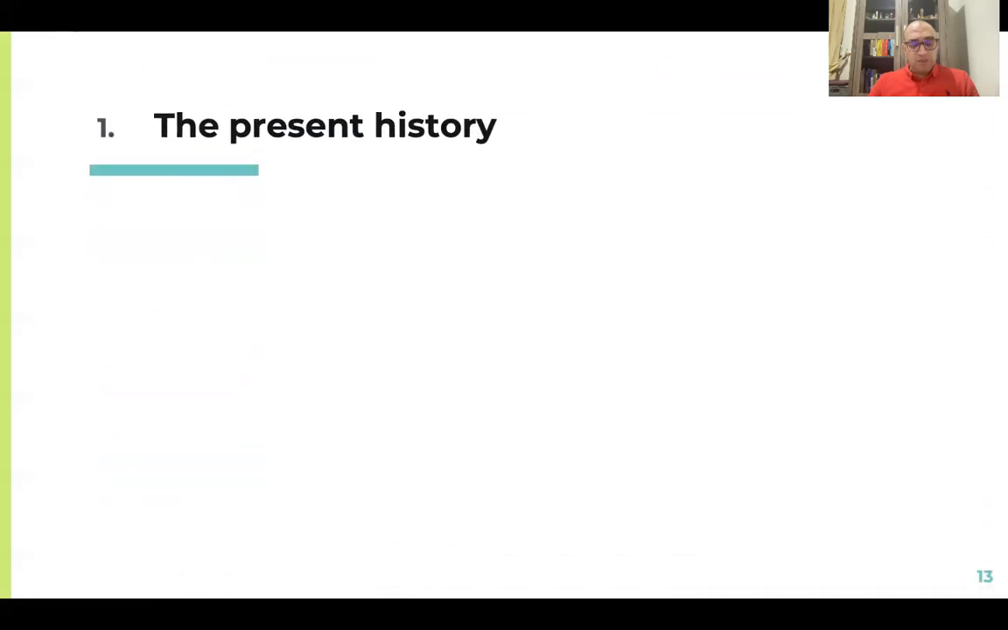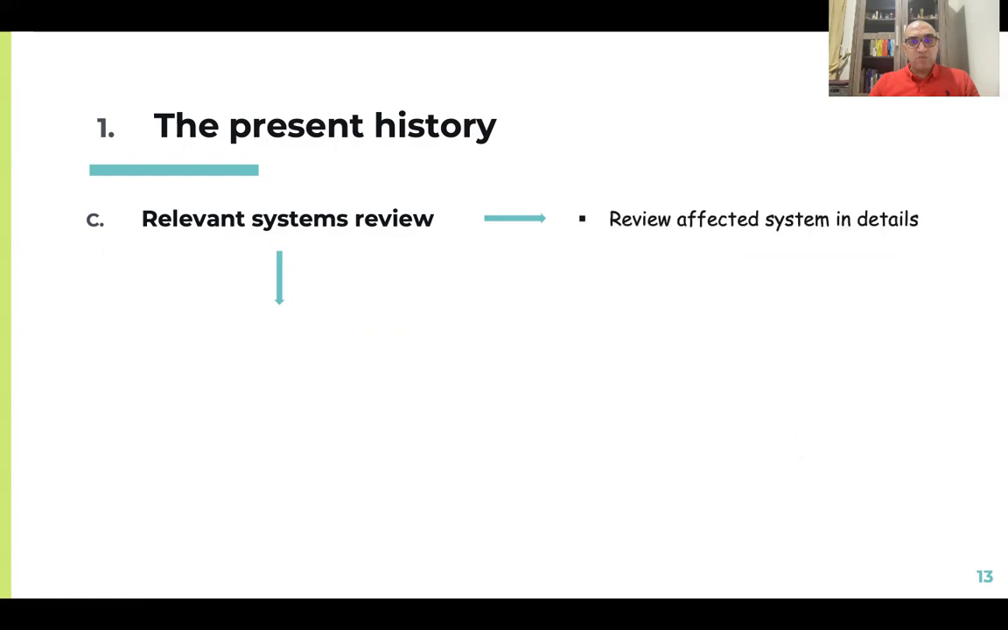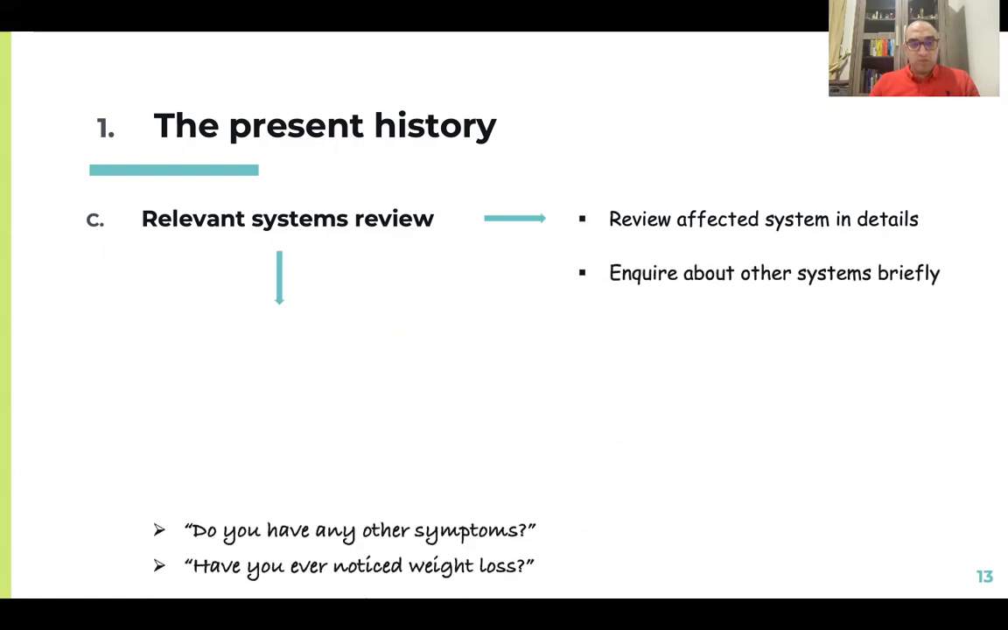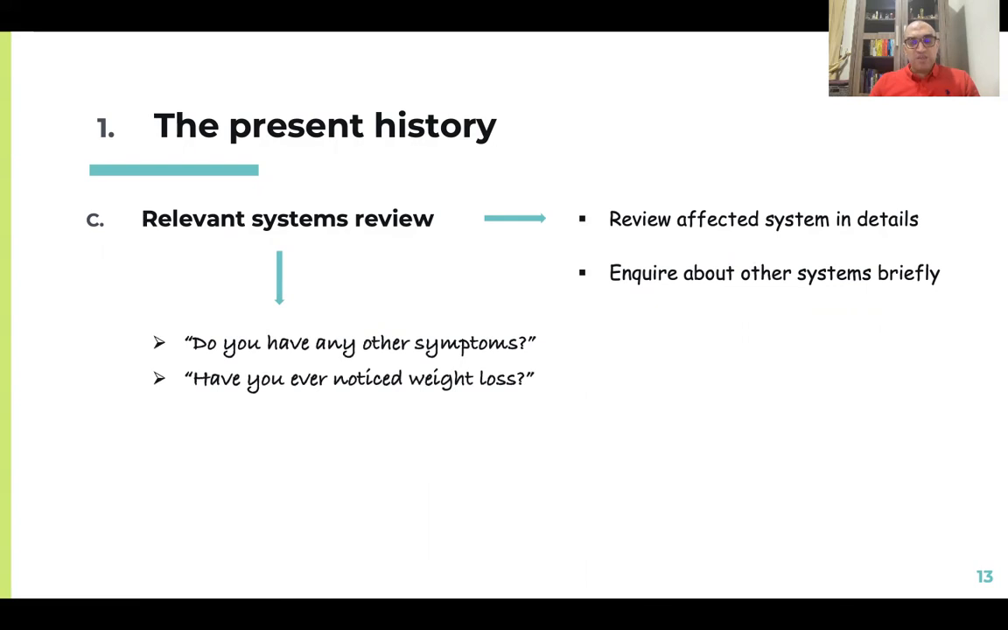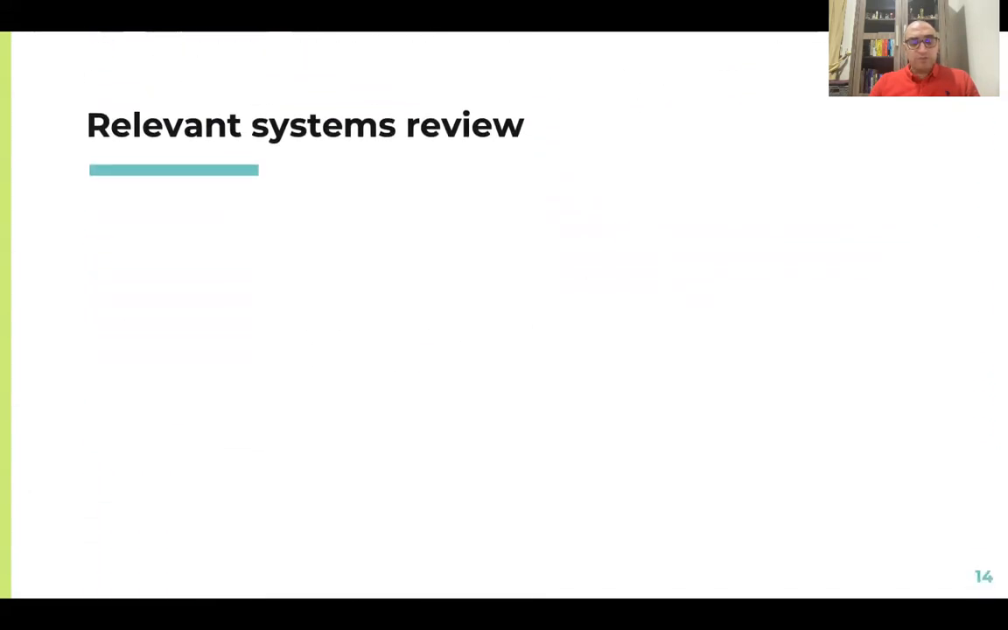Again, in the present history, the last thing is relevant system review. The aim of this relevant system review is to review affected systems in detail and take a brief history for other symptoms. Like, do you have any other symptoms, or do you have any other complaints? Have you ever noticed weight loss?